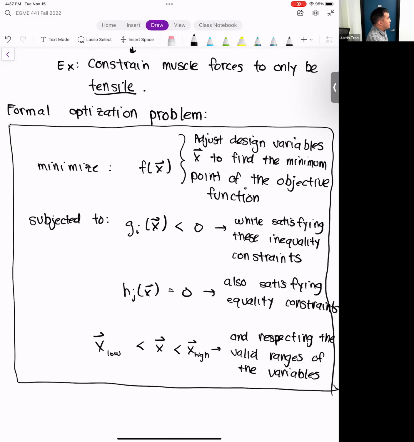And so to solve an optimization problem, there are ways that you can do it by hand. And for very simple problems, you can do that by hand. But for most practical optimization problems with at least 2 or 3 or 4 or 5 different variables, you're going to need a computer to solve it for you.